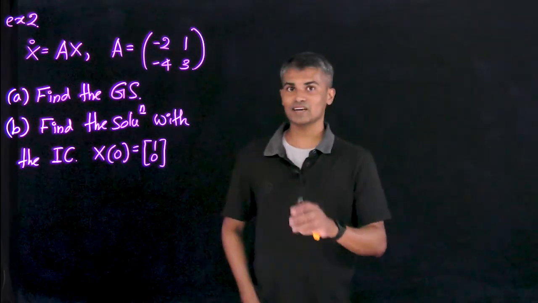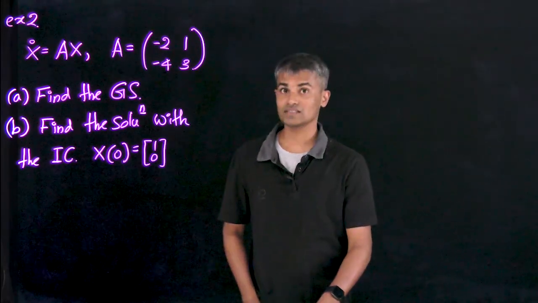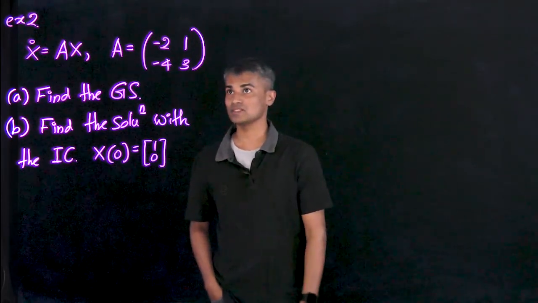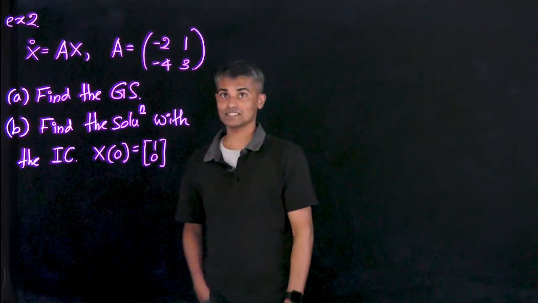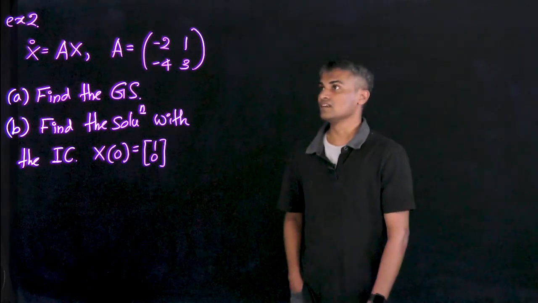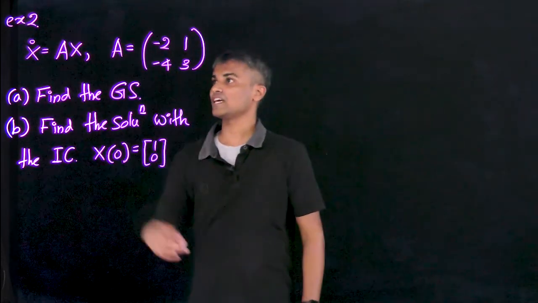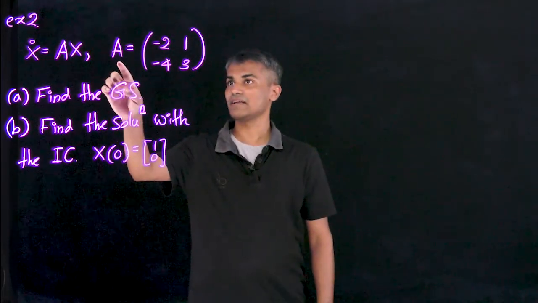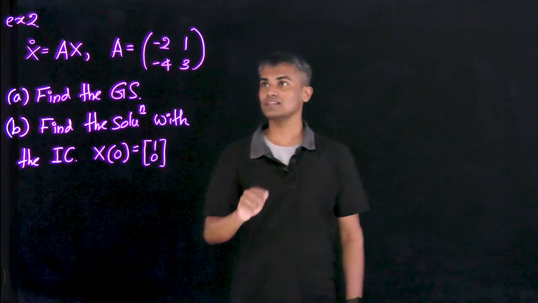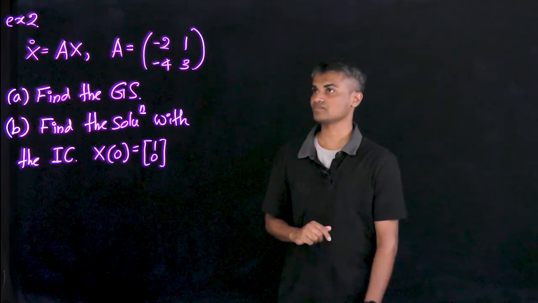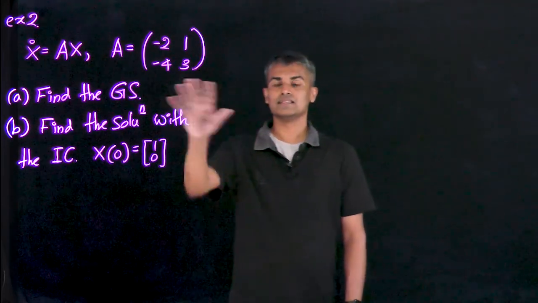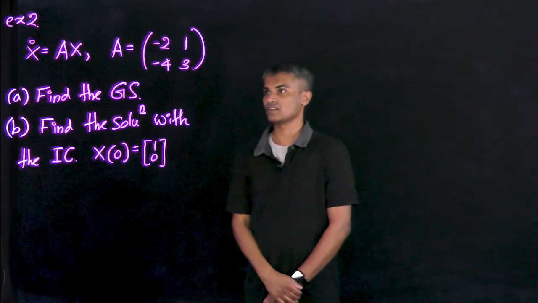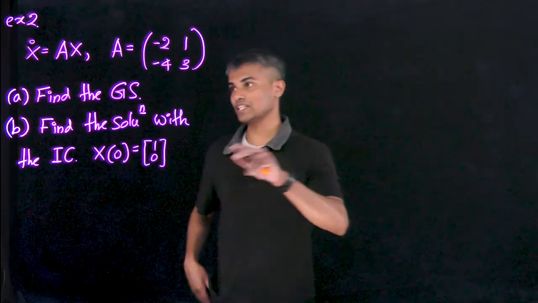So, in the previous example we saw a system where we had two distinct eigenvalues. Now, let us consider the second example. In this example we are given a system of differential equations with our matrix A equals -2, 1, -4 and 3. As you can see, this is a 2 by 2 system, and we need to find two things.